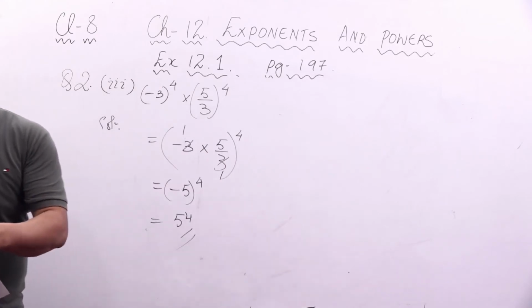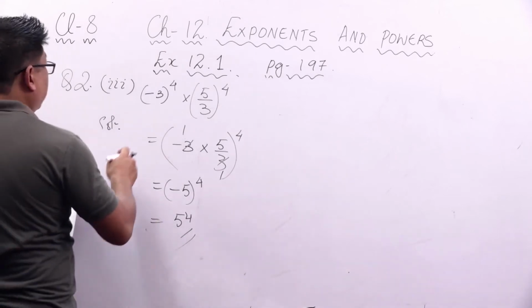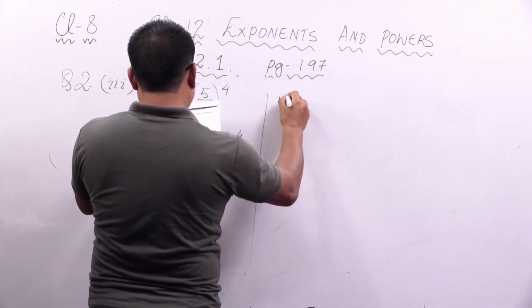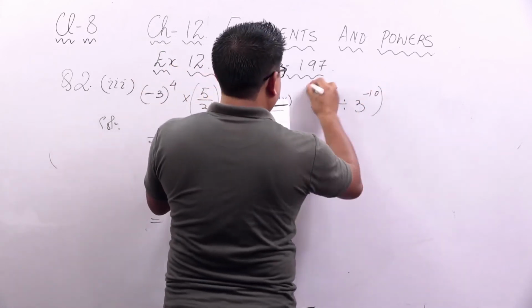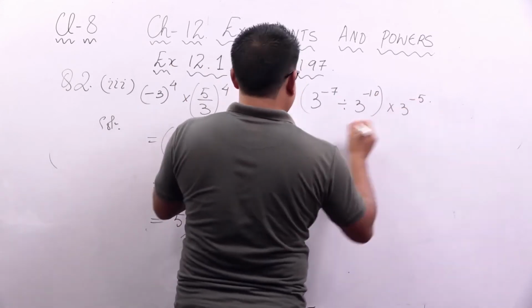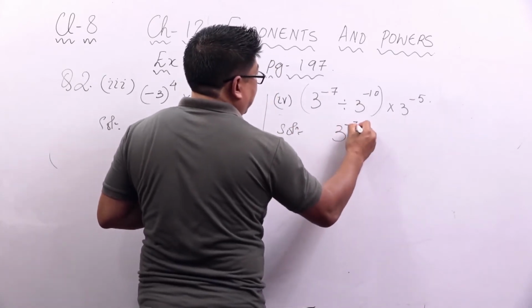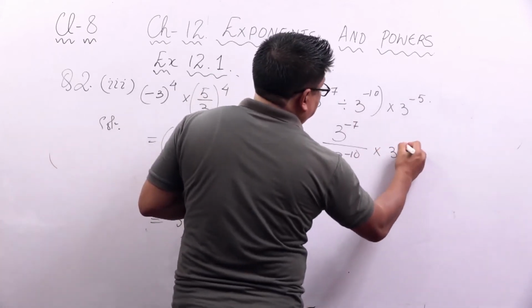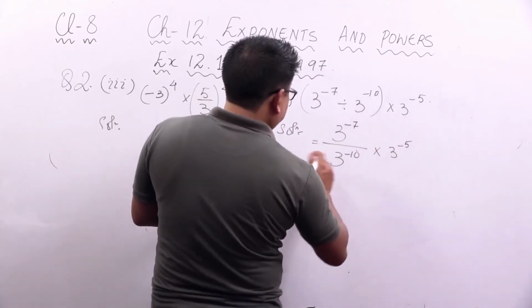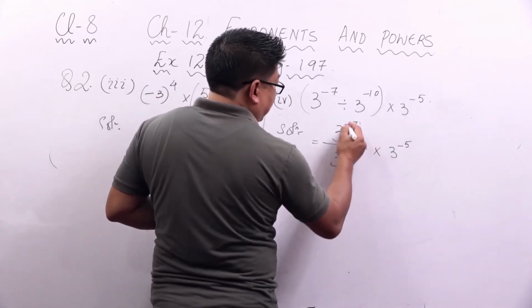Let's move on to question number 4. Question number 4: 3 to the power minus 7 divided by 3 to the power minus 10 into 3 to the power minus 5. So this is the question given. So this I can write as 3 to the power minus 7 by 3 to the power minus 10, this divide, into 3 to the power minus 5. So again, this is divide. So I will take 3 as common, and these 2 I will subtract.